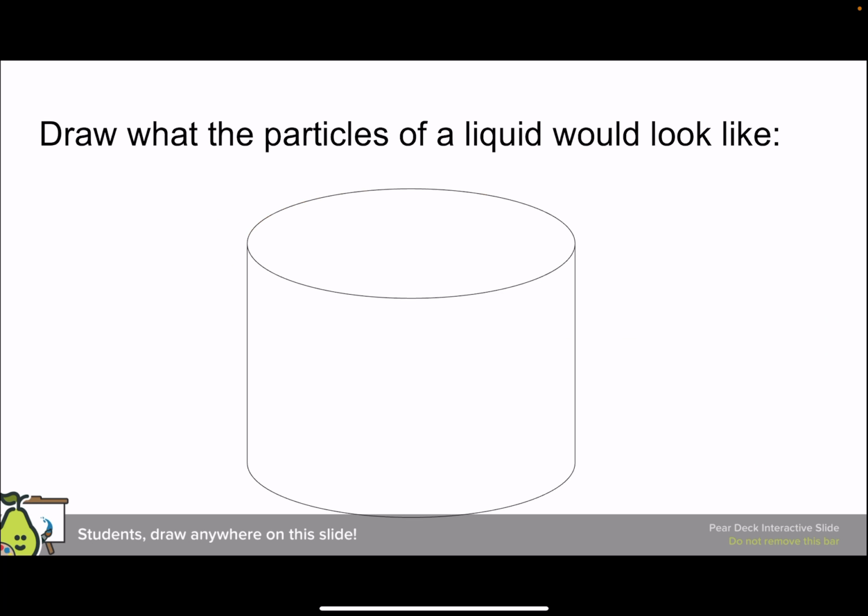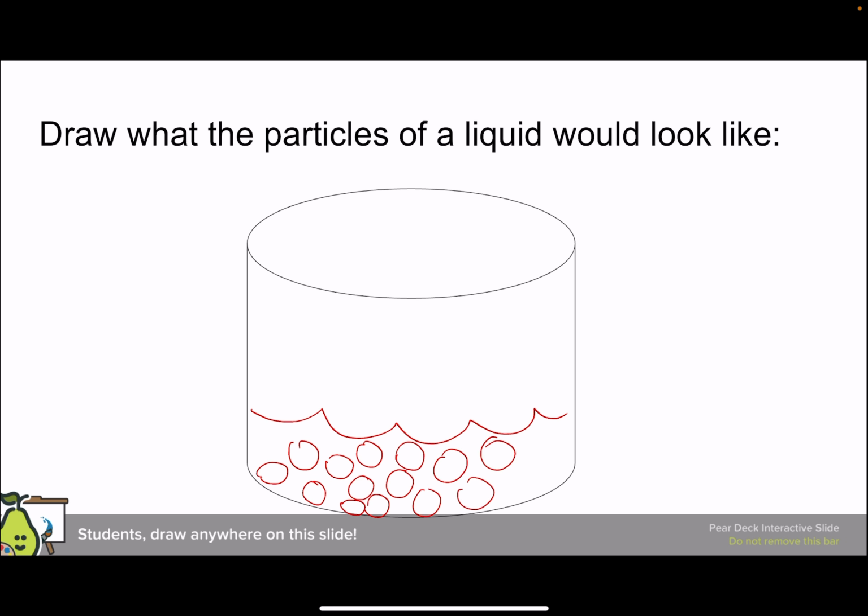off for it. Draw what the particles of a liquid would be. So I would probably draw most of my particles on the bottom for this because they're going to be close together because of their IMF forces. It's not going to be rigid like what we saw with our solid. We might see that the particles are overlapping too for it.